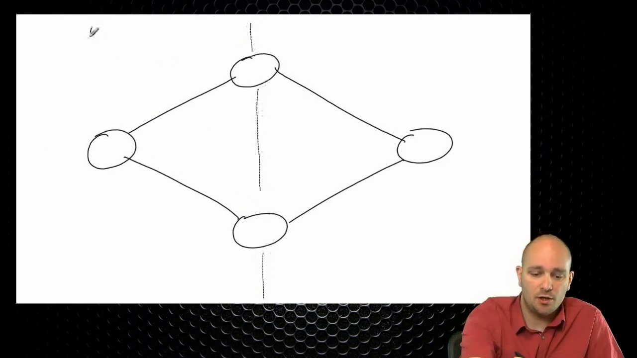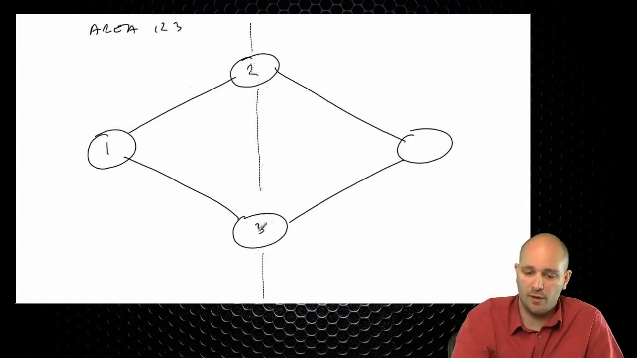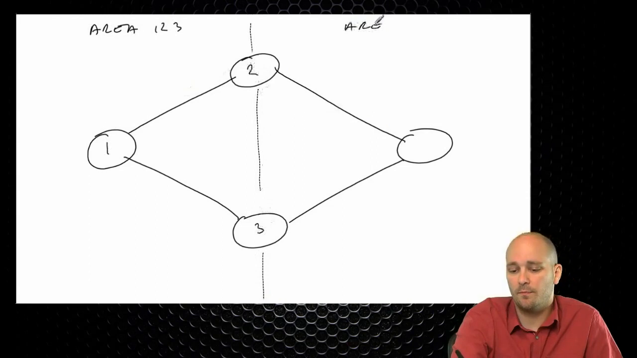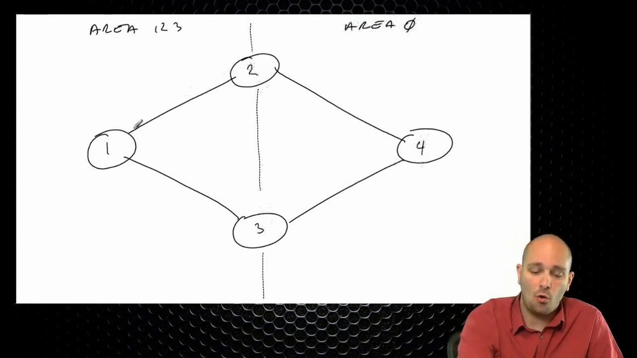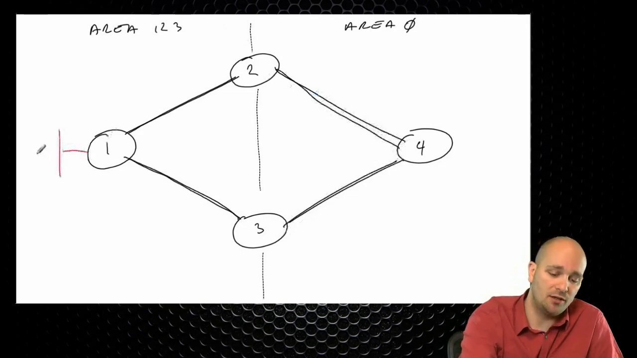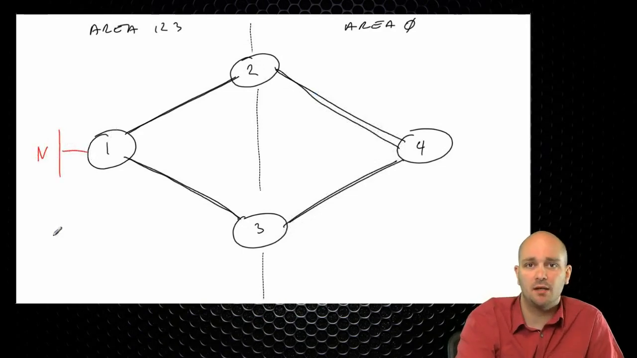So let's say that this here is area 1, 2, 3, and these are routers 1, 2, and 3. And let's say that this here is area 0, and let's say that this is router 4. All links in this network are of equal cost. And let's say that R1 here has some external network N that is being injected into our domain.